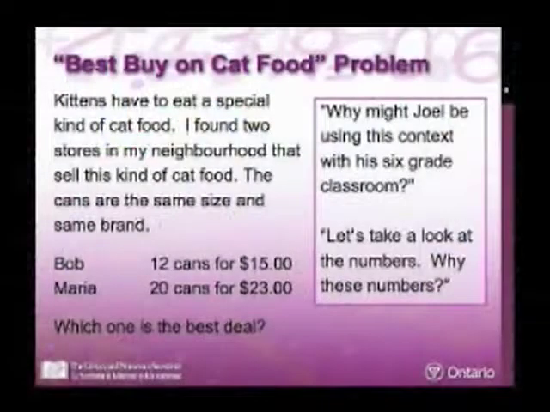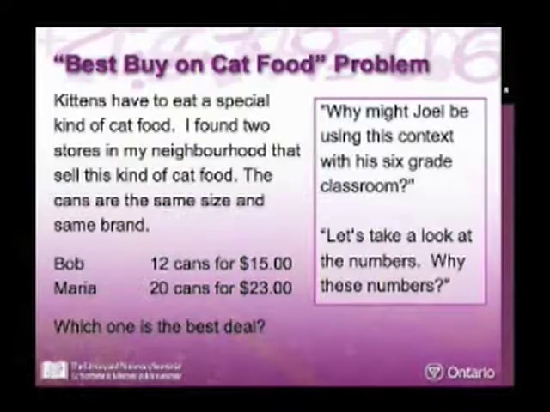I'd like you to explore the problem a little bit. Did anyone write the numbers down as we went through? I know you were, yeah. Kathy, you want to just tell us the numbers again? For Bob's store, it was 12 cans at $15. And for Maria's store, it was 20 cans at $23.